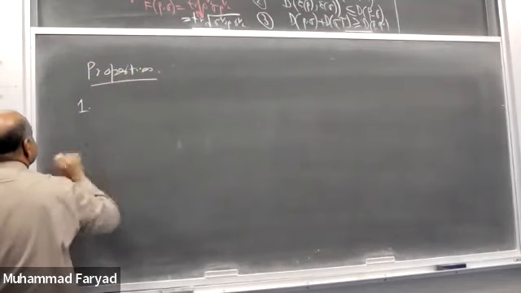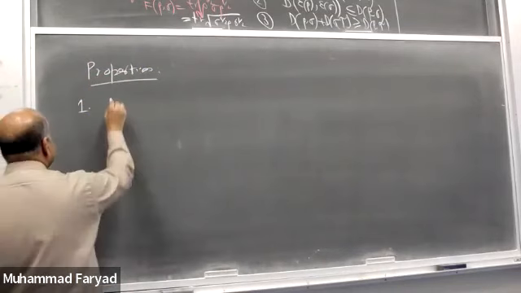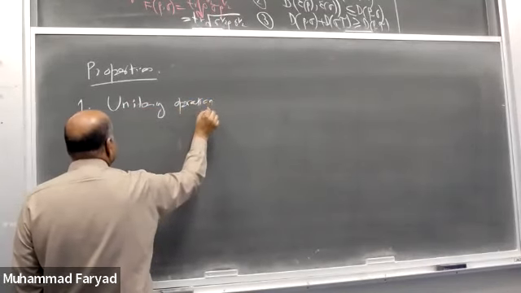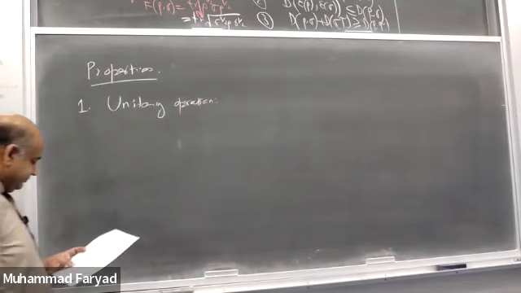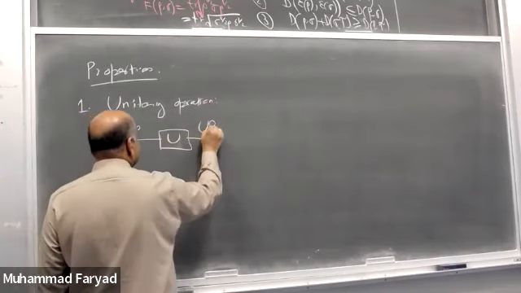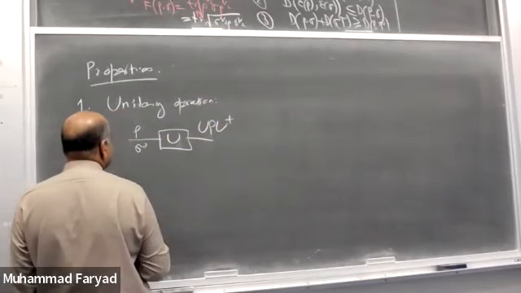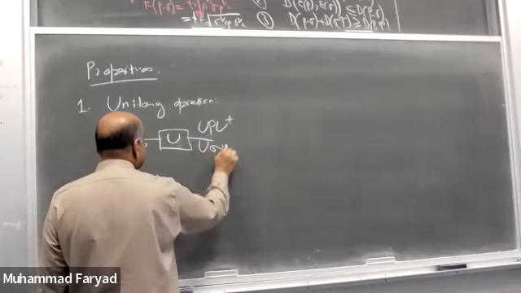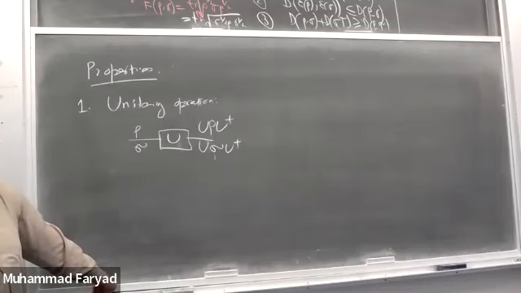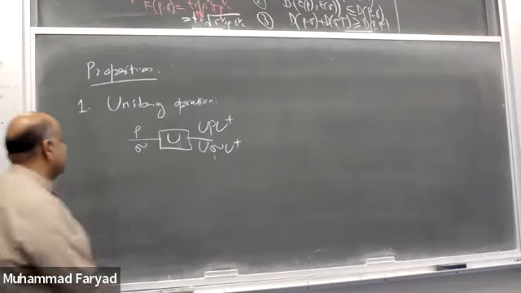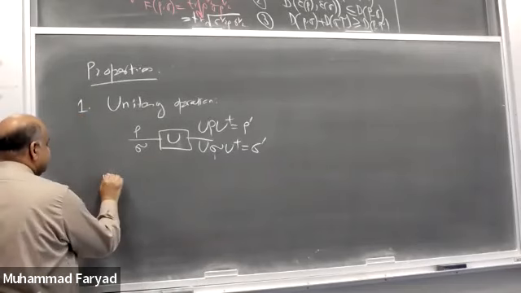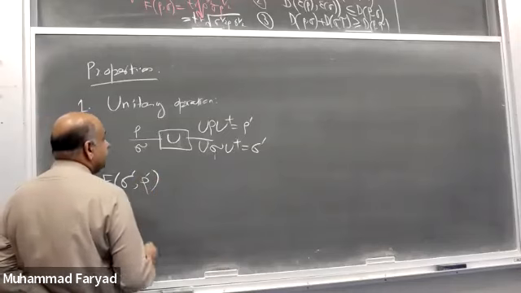properties. So number one, unitary operation doesn't change fidelity between two states. So for example, if you have some unitary operator acting on rho and this goes to U rho U dagger, and you have this unitary operation acting on sigma, and let's say it goes to U sigma U dagger, then we can easily show that the fidelity is the same as the fidelity between rho and sigma. So let me call it rho prime and this sigma prime.